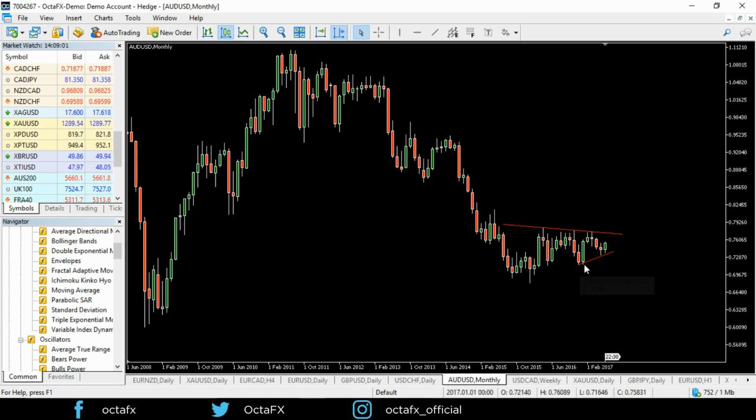And also to the downside, we got a nice upward sloping trend line, which could be providing support. So that's just something to keep in your toolbox in case you're trading the Australian dollar against the US dollar in future and it comes up close to either of these levels.